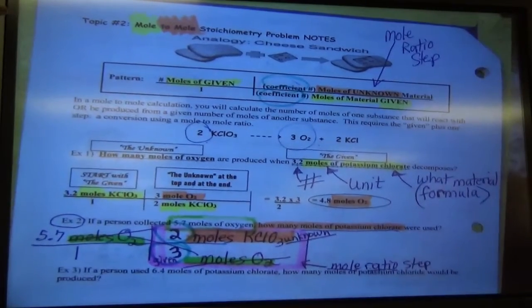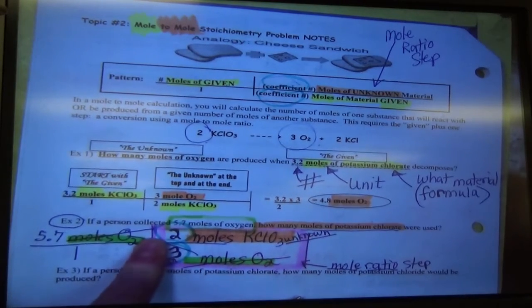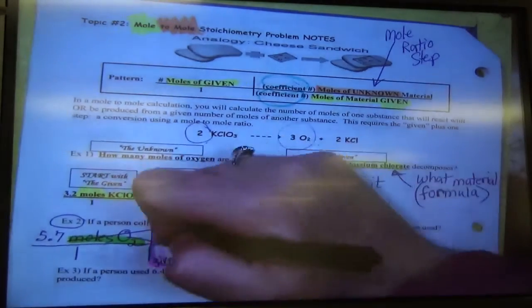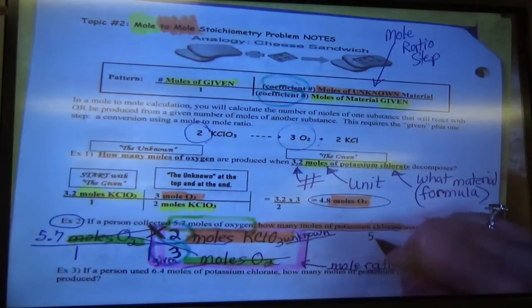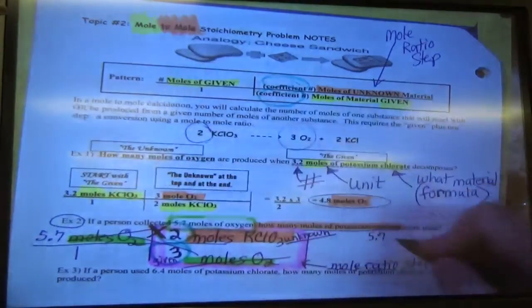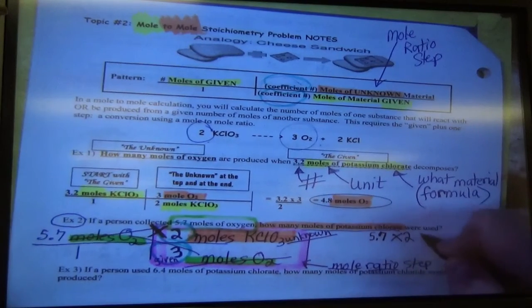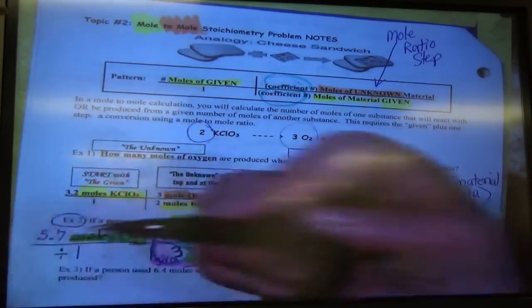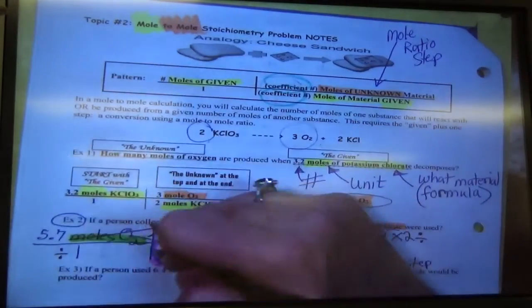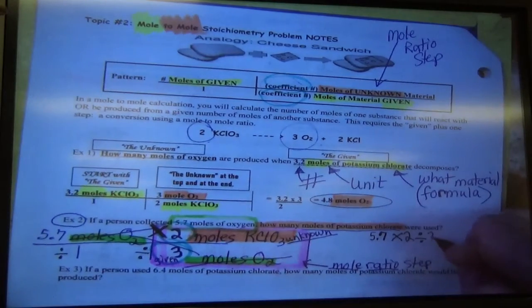Now, what do we do with numbers on the top? Do we multiply or divide on the top? I hope you remember to multiply. So we're saying 5.7 times 2 divided by 3. Nobody really cares about dividing by 1. I don't either, because it does not change the number. But when I divide by 3, it does change. So I definitely have to do that.